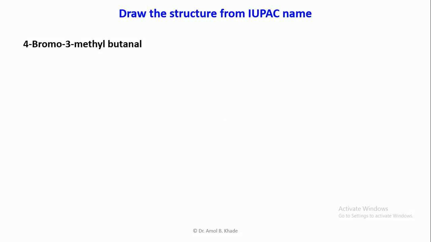Alright. The next is 4-bromo-3-methyl butanal. Okay, so how can we write this? It is an AL, which means you are getting a hint that there is an aldehydic group. Then what are the substituents? There is a bromo and there is a methyl, and it is a butane. Okay, so there will be a 4-carbon hydrocarbon chain. And it is AN, which means it is an alkane. So we can draw the hydrocarbon chain of 4 carbon atoms. Okay, so it is a butane.